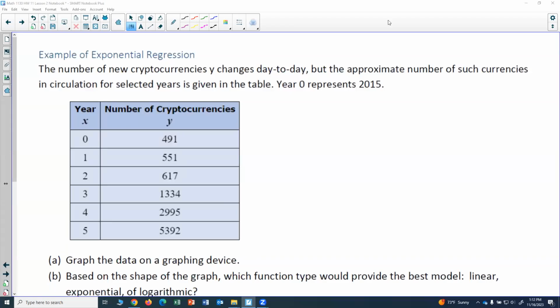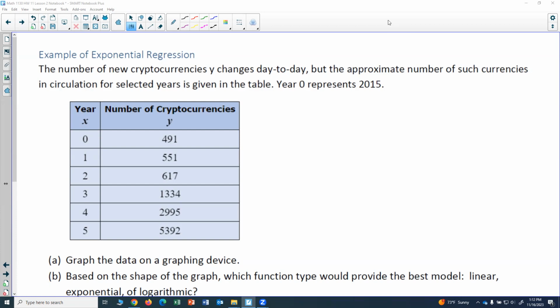This is an example of exponential regression, and we're going to use the Desmos graphing calculator in order to get our exponential regression equation and graph. In this example, we're told that the number of new cryptocurrencies Y changes day to day, but the approximate number of such currencies in circulation for selected years is given in the table.